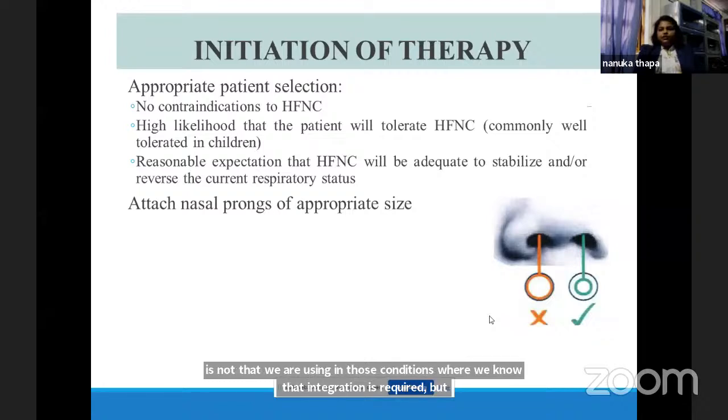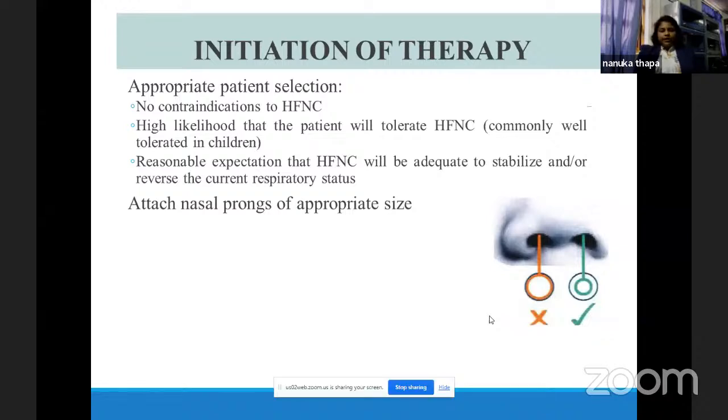So we should attach nasal prongs of appropriate size. What does appropriate size mean? It should not fit the nares tightly. It should occupy 50% of the nares, and the distance between the prongs should be enough not to put pressure over the septum.